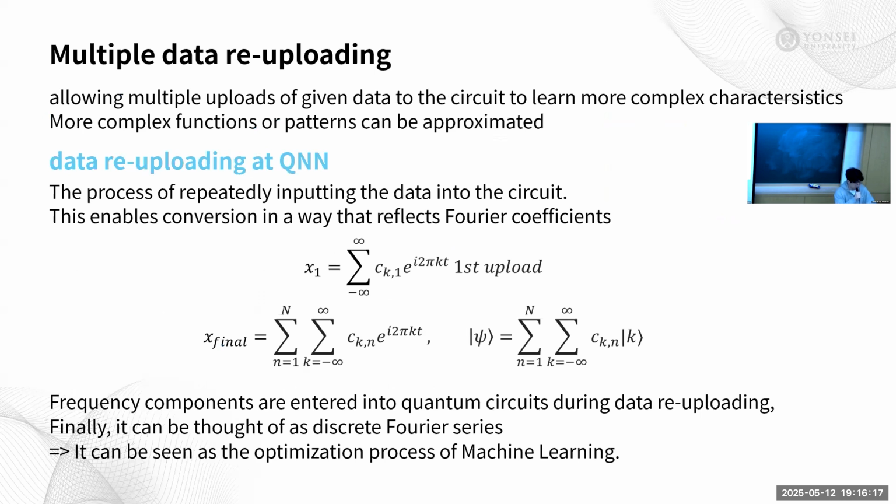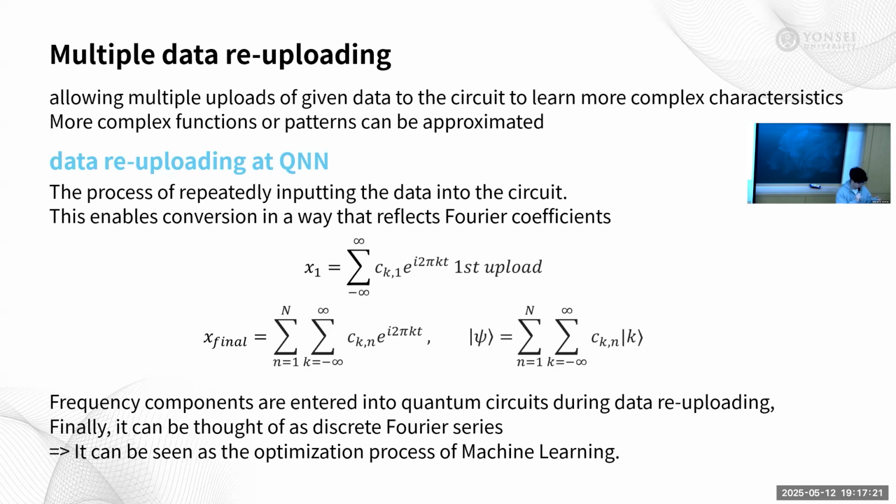Multiple data re-uploading allows multiple re-uploads of given data to the circuit to allow more complex characteristics. Complex functions or patterns can be approximated by data re-uploading and QNN. This process of repeatedly inputting the data into the circuit enables a conversion that reflects Fourier coefficients. As you can see from the equations, the weights are aggregated from the summation, and each first uploading can be considered as encoding the first data into a circuit, and we get the learning process in the quantum circuit. The learning process involves having a quantum circuit, measuring, and updating parameters. This is called the learning process.